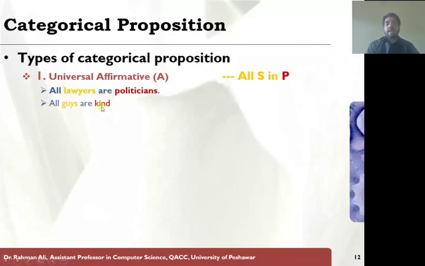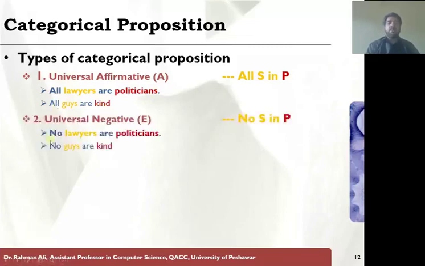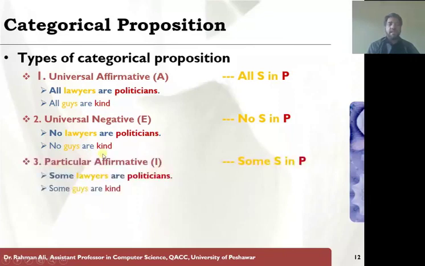all guys are kind. If we look into the universal negative, it means no S are P, so no lawyer is a politician. If I change this example to universal negative, it will be no lawyer is a politician, no guy is kind. And particular affirmative means some lawyers are politicians, some guys are kind.